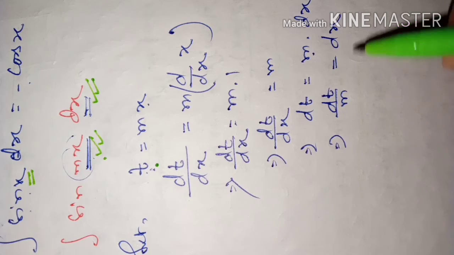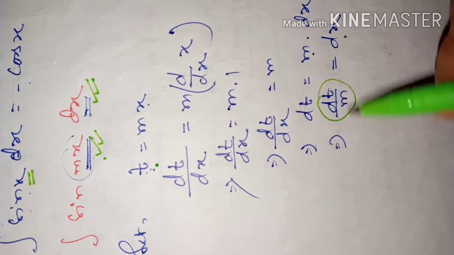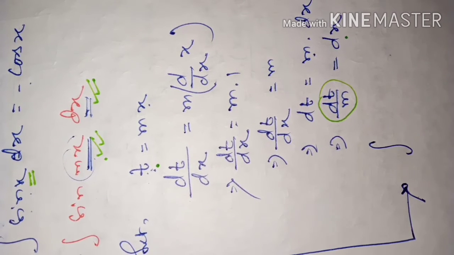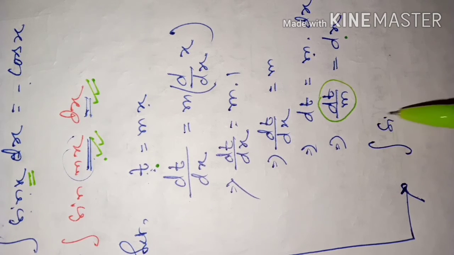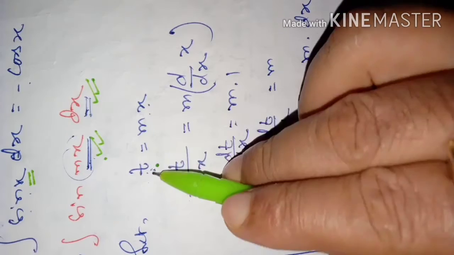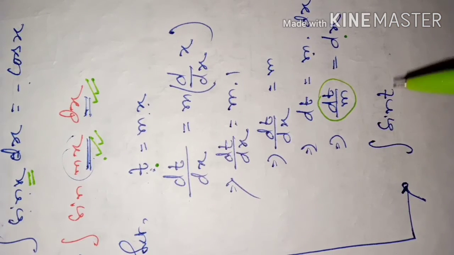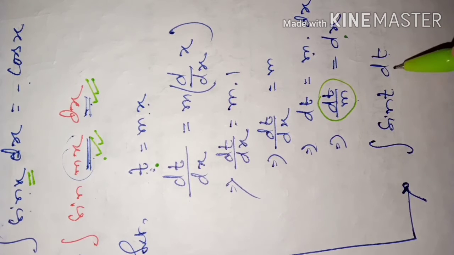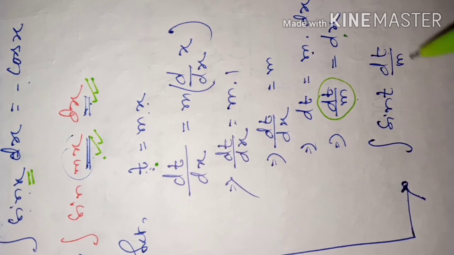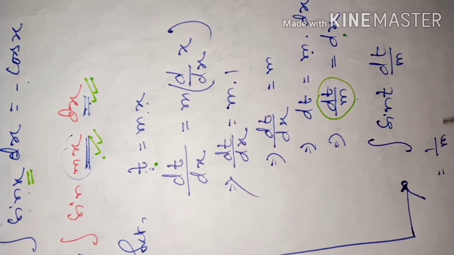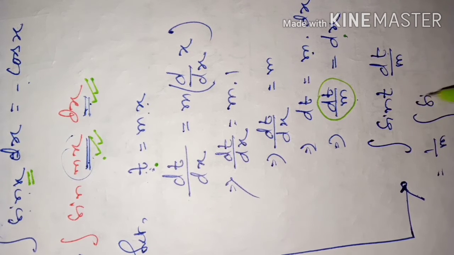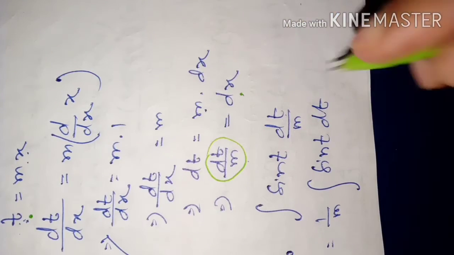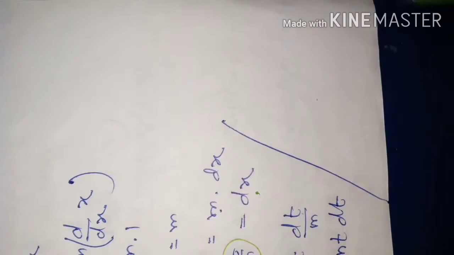So now we will write for dx, dt by m. The original problem we will now rewrite like this: integration of sine of, not mx, what have we taken for mx? t. So we will write here t. And for dx, what do we have to write? dt by m. Since it is a constant number, this 1 by m can be written separately: integration of sine t dt.